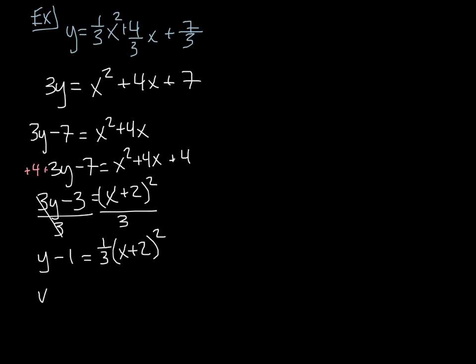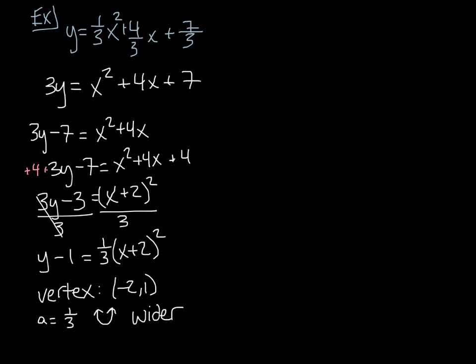What do we know? We know the vertex here. That's going to be -2, 1. And the a term here is positive 1/3. So we're going to be opening up. And since a is between 0 and 1, we're going to be wider than the previous one.